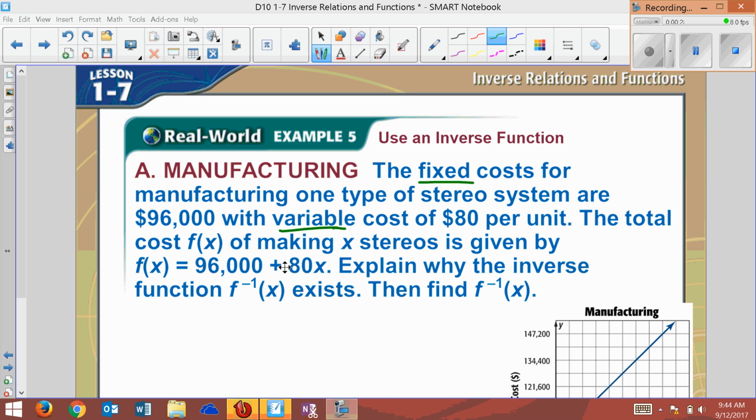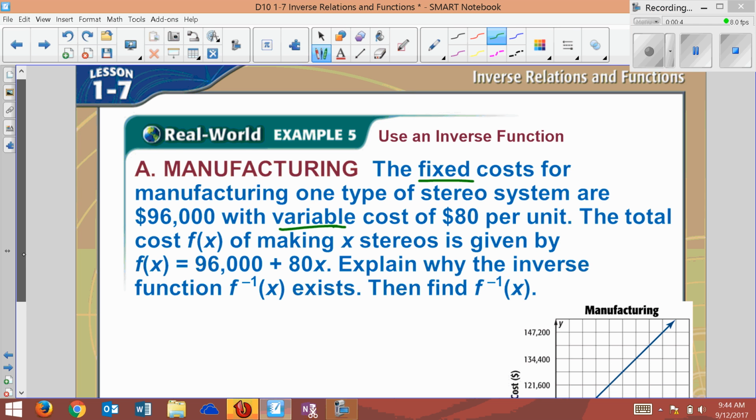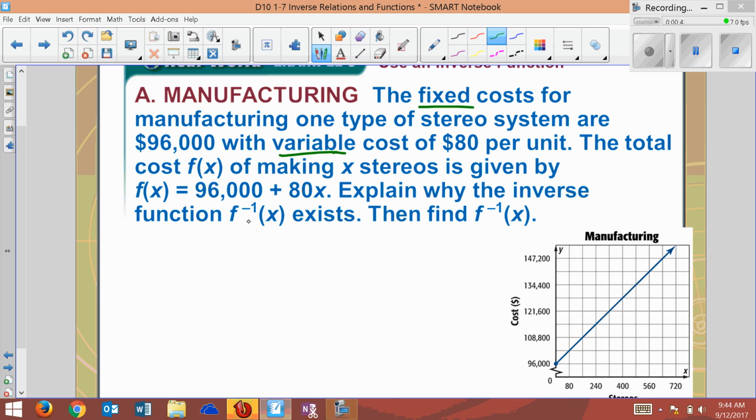So it says the total cost for making x stereos is given by this relationship. So we always have a $96,000 cost, that maybe covers materials, stuff like that. But then $80 per stereo we make. So now it says explain why the inverse function exists.